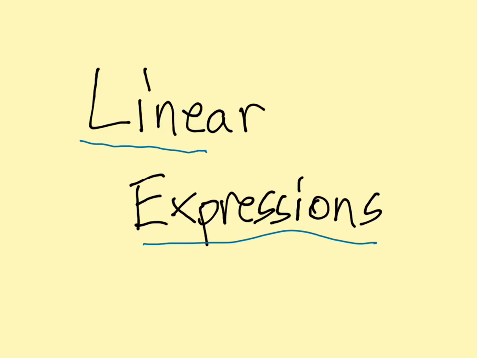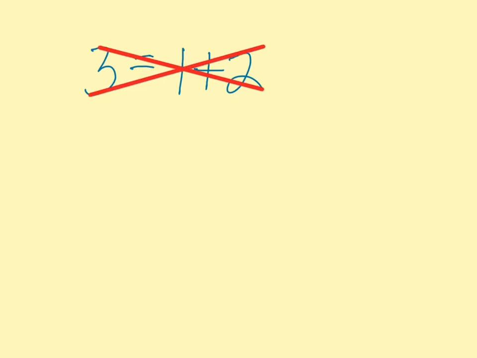So let's take a look at linear expressions. So linear expressions do not have an equal sign. So anything immediately like 3 equals 1 plus 2 is not a linear expression because it's got an equal sign through it. So that is not a linear expression. So remember we talked about terms? Well, linear expressions, every single term has nothing greater than an x in it. So no exponents on the variables.